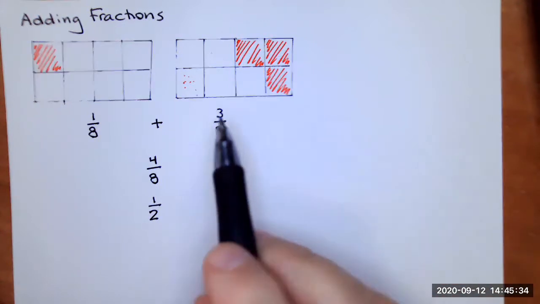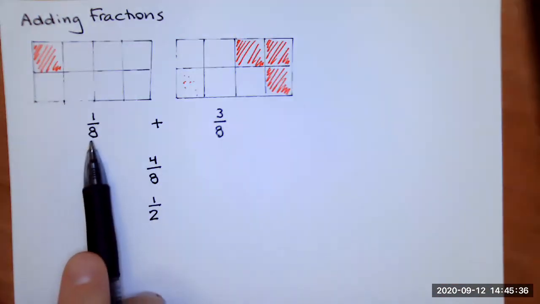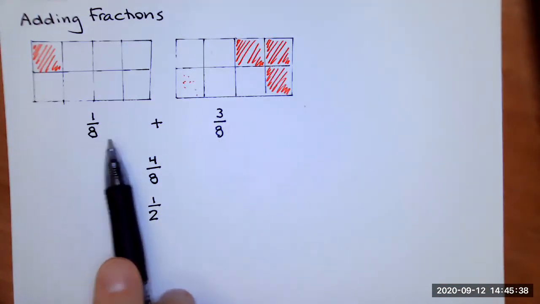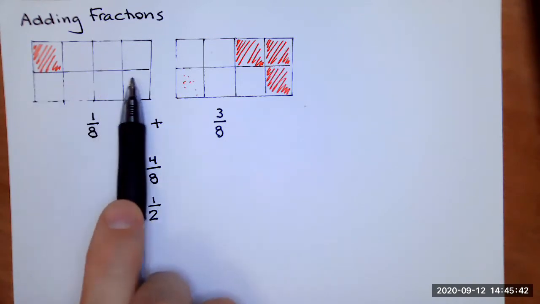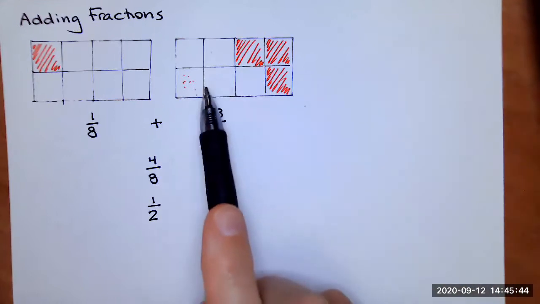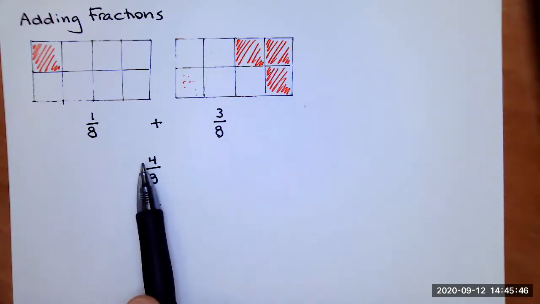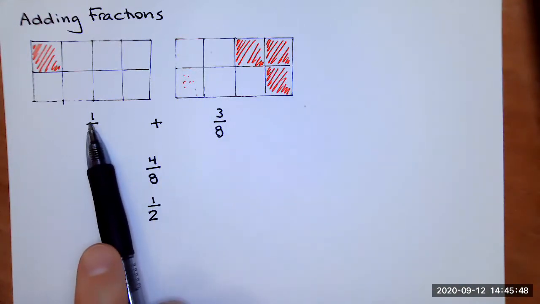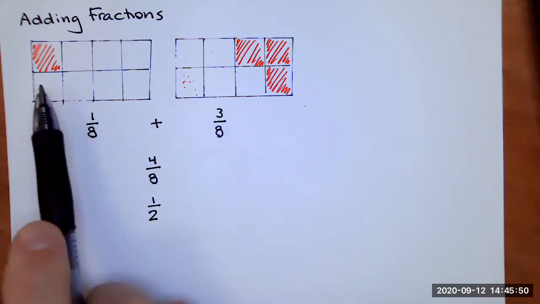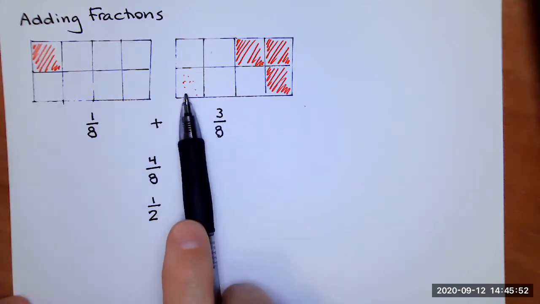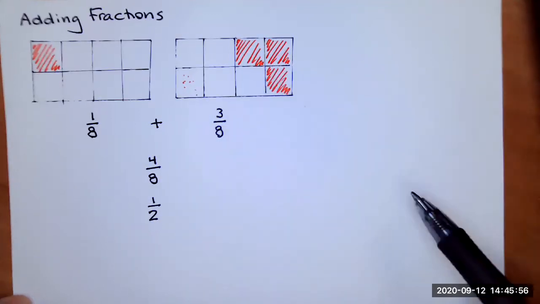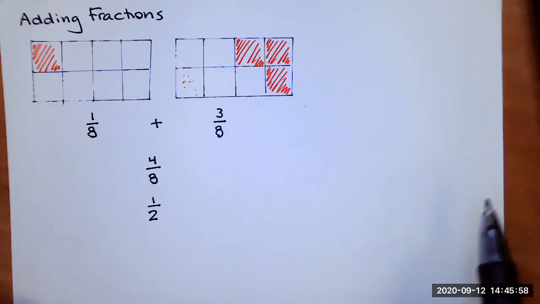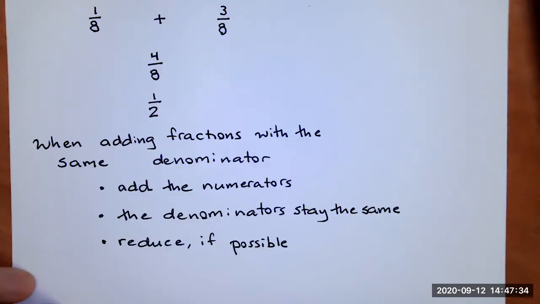So what have we done here? The denominator has stayed the same because in both cases, the pan was cut up into 8 slices. So that did not change. What did change was we added the numerators because we added the number of parts of a pan that were left. So let me summarize what happened here.